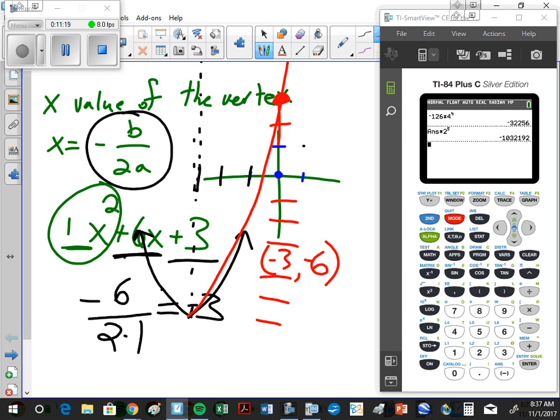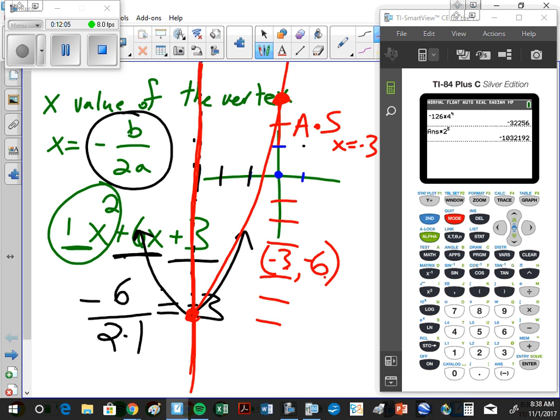Okay? Now, a couple things about this graph. The vertex is -3, -6. Where is the axis of symmetry? Which line divides the parabola into two identical halves? Well, it's this line right here. Is that an x equals line or a y equals line? Does it hit the x-axis or does it hit the y-axis? Hits the x-axis. So the axis of symmetry is x equals -3.